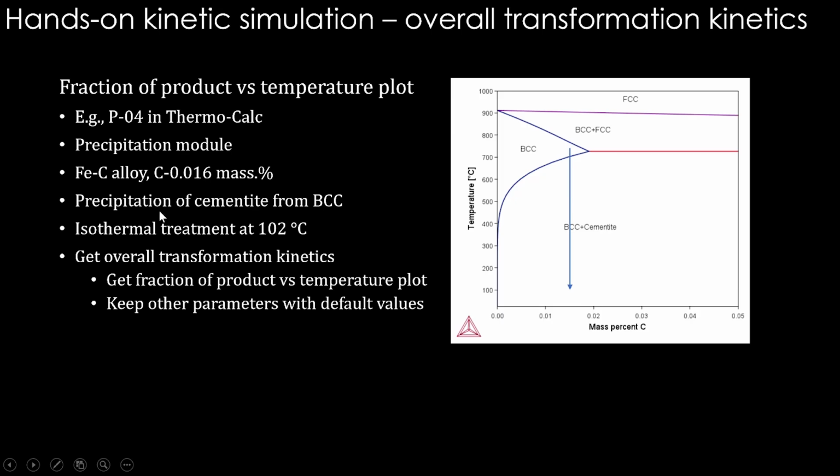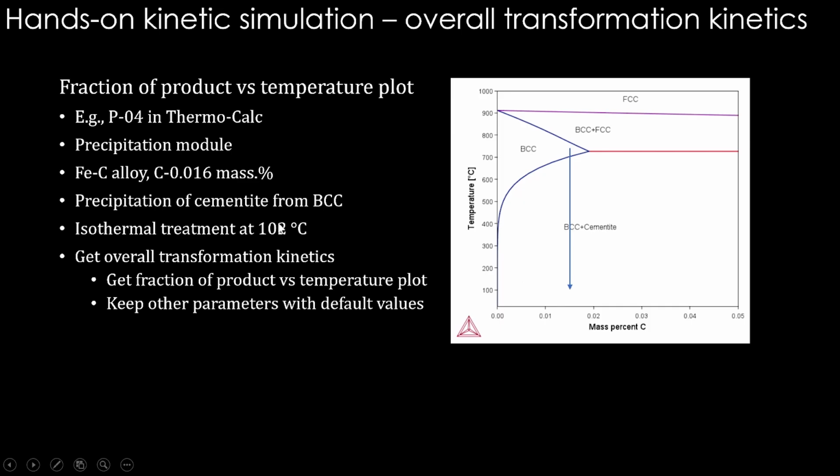And the transformation is going to be precipitation of cementite from BCC. How is this? You take single-phase BCC in this alloy, which is possible at this temperature. Make it and then bring it from that furnace to this furnace. So multiple samples of the same composition are kept at this 102 degrees for a long time.